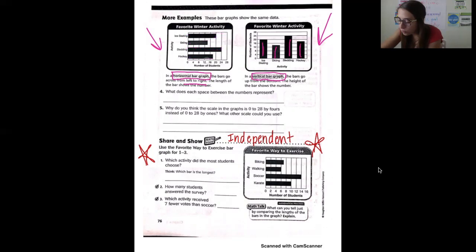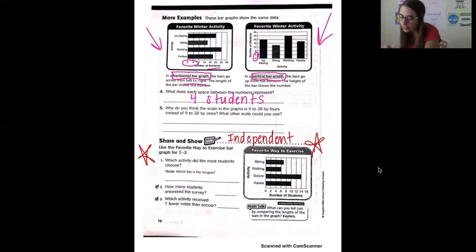Now it says number 4. What does each space between the numbers represent? So now we have to figure out what is the key on this graph. What does each space equal? Now, an easy way to do this is go from 0 to the first number. That's going to tell you what you are counting by. Okay, so what number are we counting by? 0, 4, 8, 12, 16, 20, 24, 28. What number are we counting by? If you said 4, you're correct. So each of these stands for 4 what? Students.